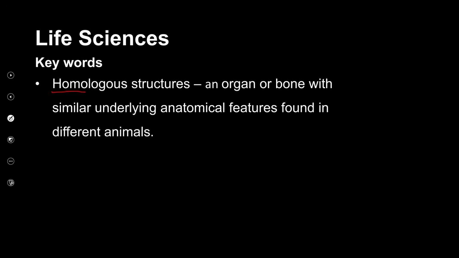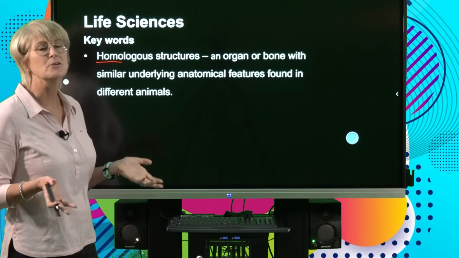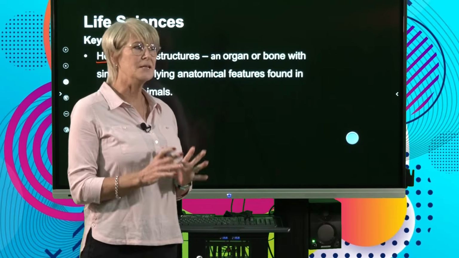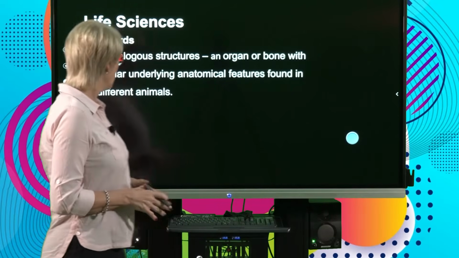If we have a look at certain organisms, we might find organs or bones that have similar underlying anatomical features found in these different animals. So although they look different on the outside, there might be something inside their bodies that is common.